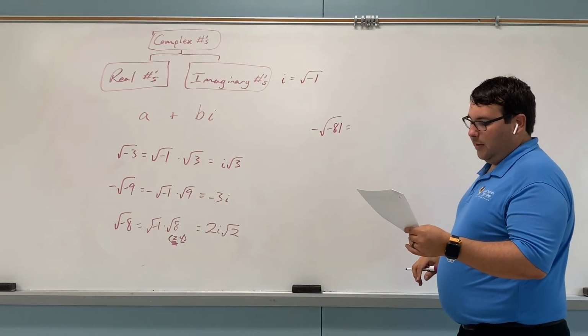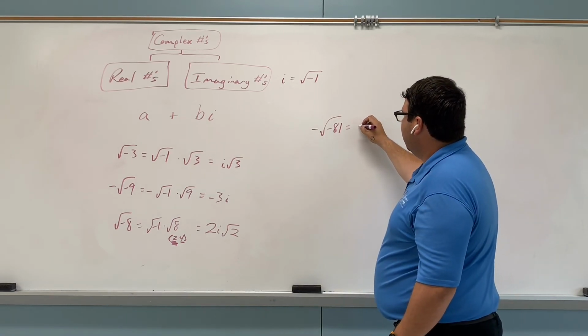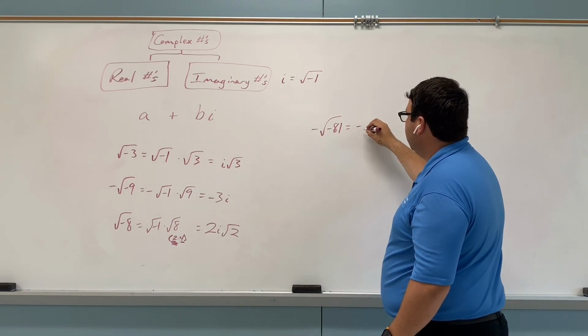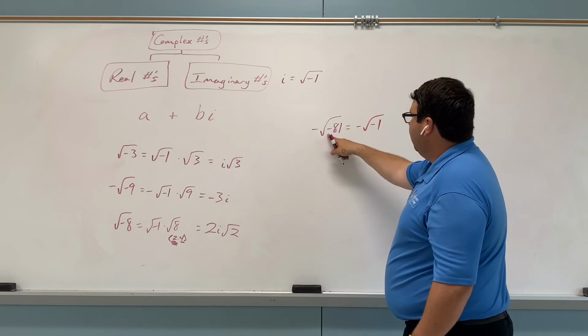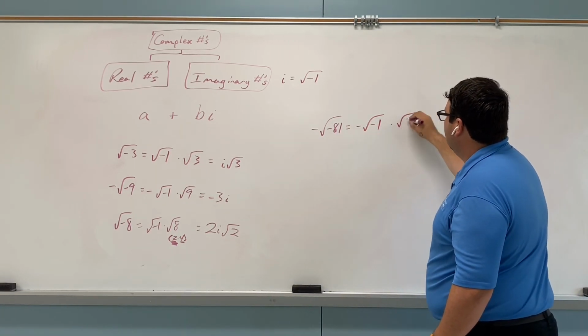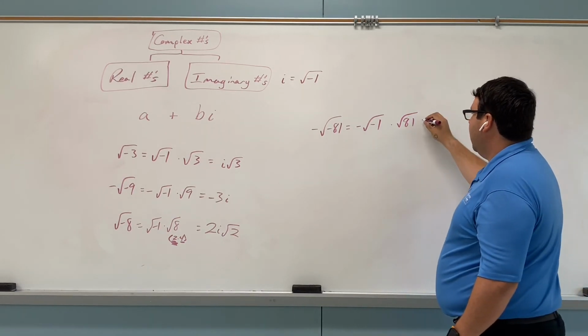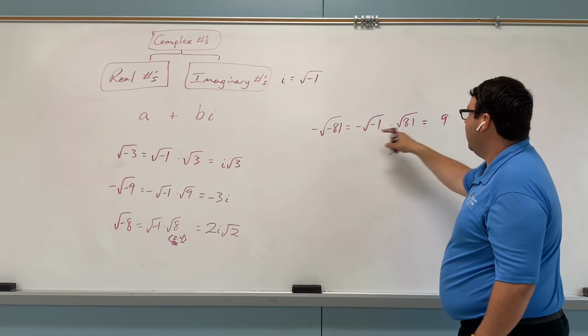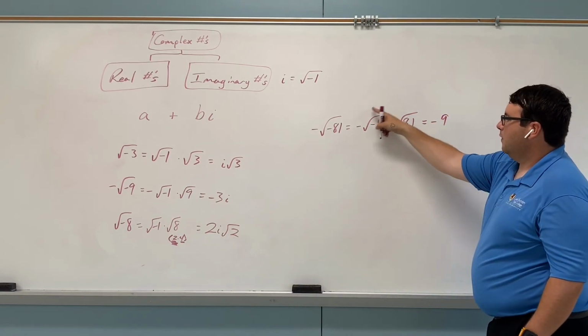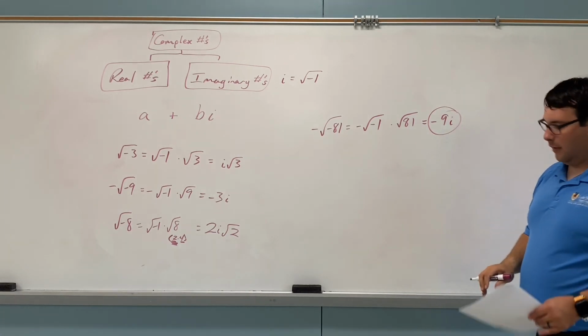All right, let's do a negative square root of -81. Same exact idea. This negative out here is separate. This negative in here is that square root of -1. That 81 can be broken down. So this is 9. I have that negative still. And this square root of -1 is i, just like so.